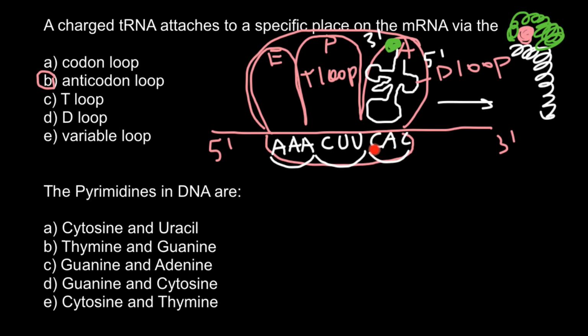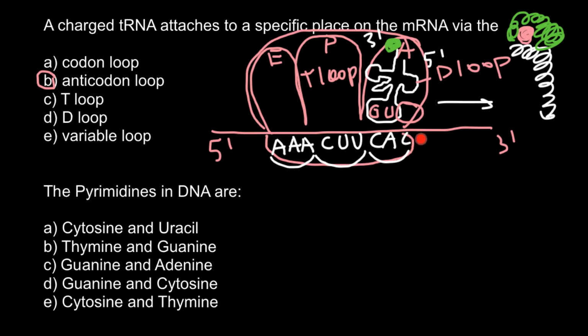So if we have in the codon C here, it would base pair with G, cytosine with guanine, adenine with uracil, and the third position in the anticodon can be variable, and we call this the wobble position.